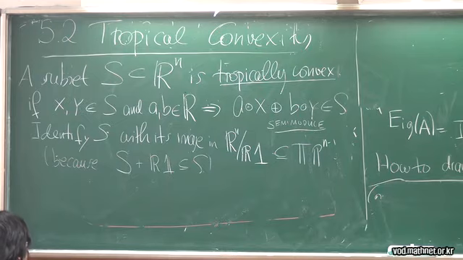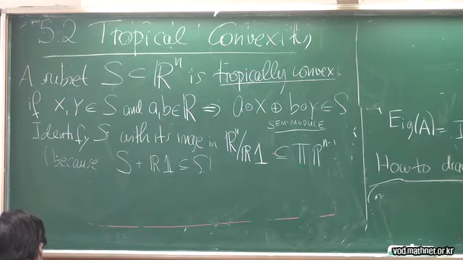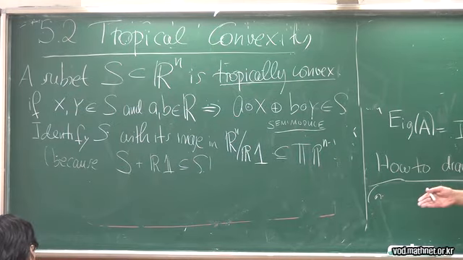Now certainly the image of a matrix will be tropically convex. It's just the semi-module spanned by the columns. If I have two things in the image of the matrix, I have C times something and C times something else. By the distributive law, that's the same as C times something plus something else. So certainly the image of a matrix, whatever it is, will be a tropically convex set. Okay?